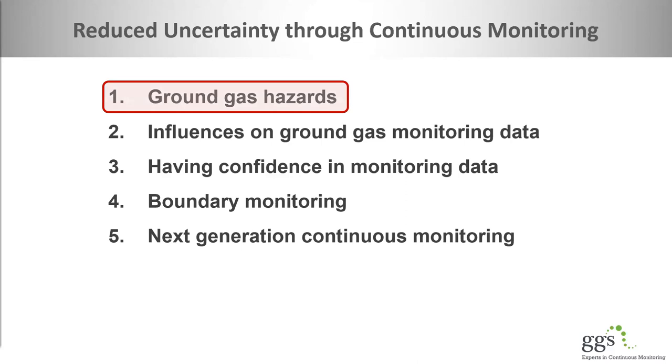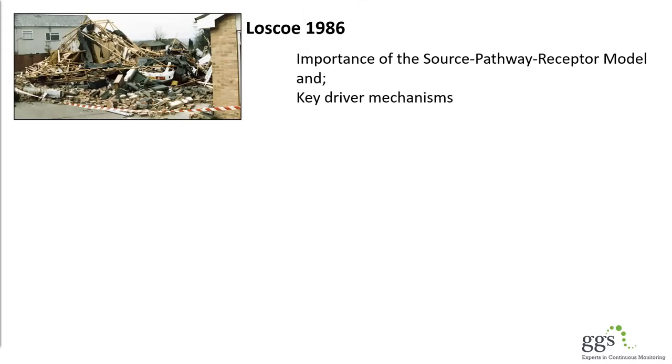So what are these ground gas hazards? Well, I'm just going to bring up three case studies that have brought it to the front. It started in the UK many, many decades ago, a lot associated with the coal mining industry. But on the surface, when it came to development, and certainly in a residential setting, the case that really kick-started serious investigation and management of ground gas was an incident in Loscoe back in 1986.